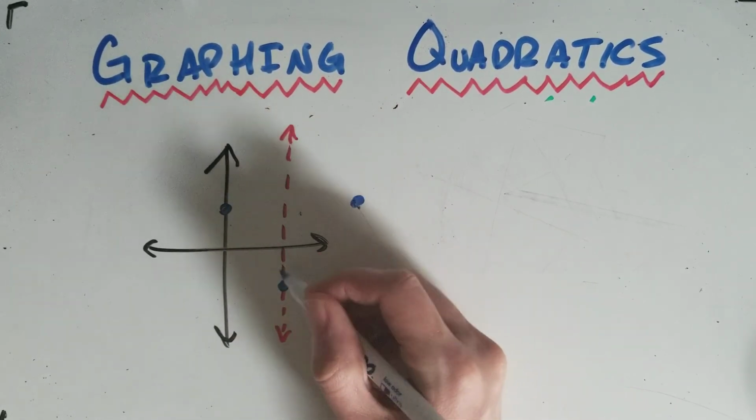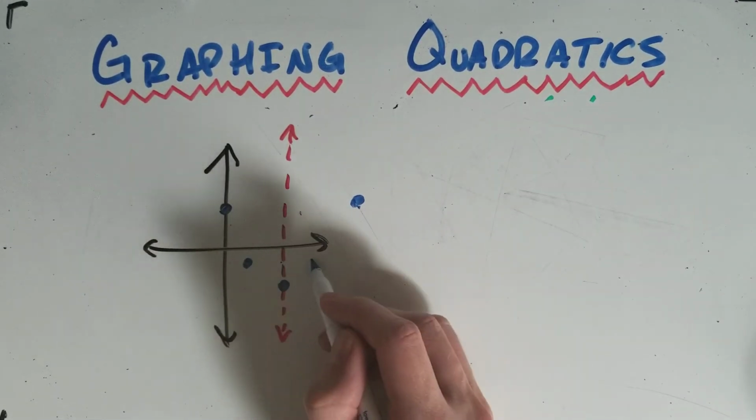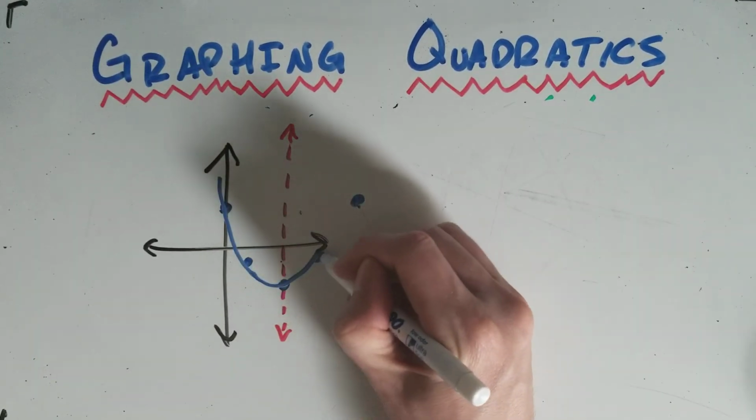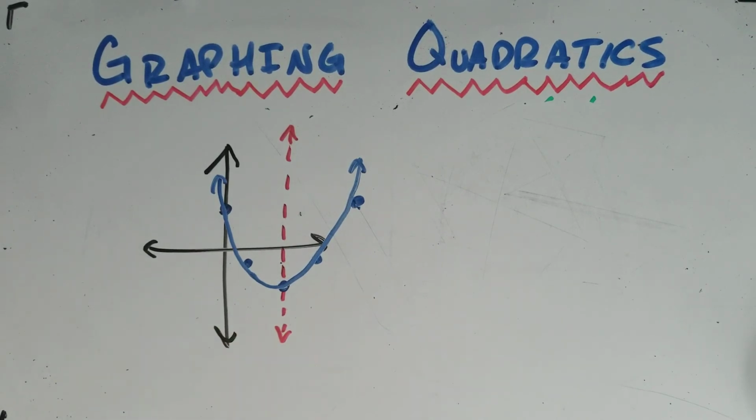And then we'll do the same thing by finding other points. If we find a point right here, then we can use symmetry and we're going to know it's going to be the same distance away. Then we'll just connect everything with a smooth curve, and then we'll have a parabola. So let's go ahead and jump into an example of this.